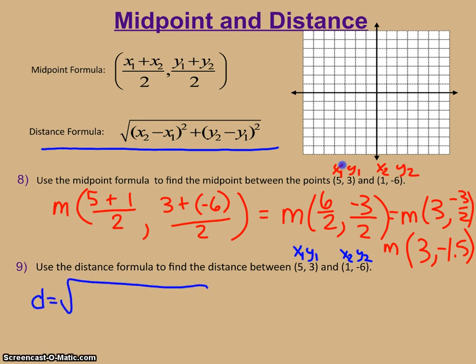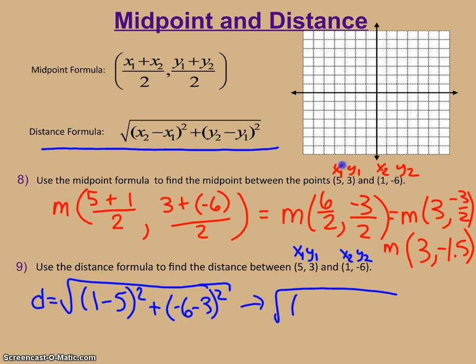So our distance is going to equal the square root. Now we're going to plug in our x2 first. So in parentheses 1 minus our x1, 5, squared, plus our y2, which is negative 6, minus our y1, which is 3, squared. Now we just go do some simplifying. So 1 minus 5 is negative 4 squared, plus negative 6 minus 3. If I'm negative, I'm going deeper. It's going to be negative 9 squared.